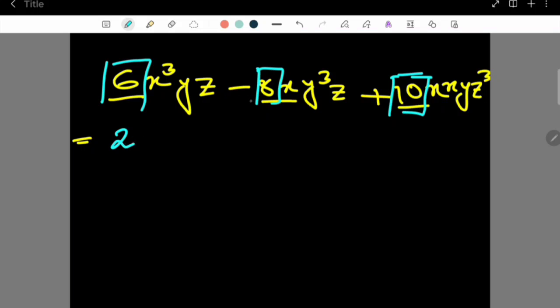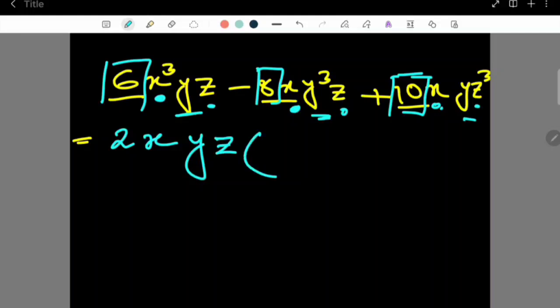2 3s are 6, 2 4s are 8, 2 5s are 10. No other number is coming. Now among the variables, here we have x cube, here x, and here one x. So only one x will be common. Next y: here is 1, here is 3, here is 1, so 1 y will be common. Now z: here is 1 z, here is 1 z, here is z cube, so 1 z will be common.